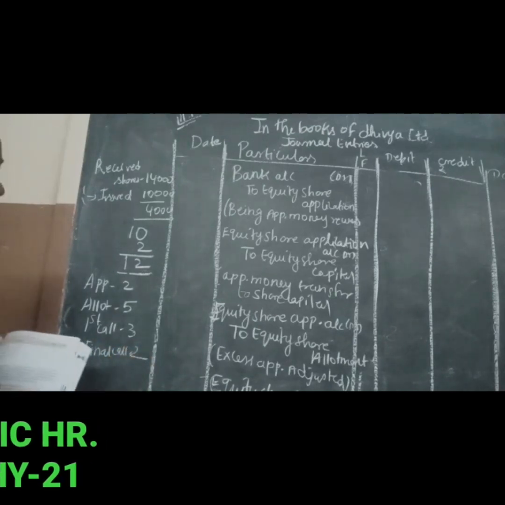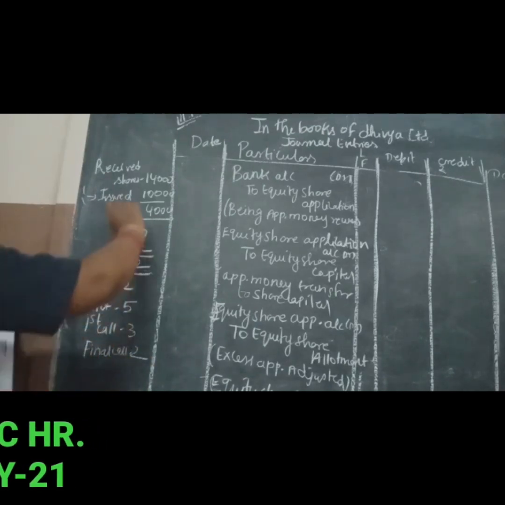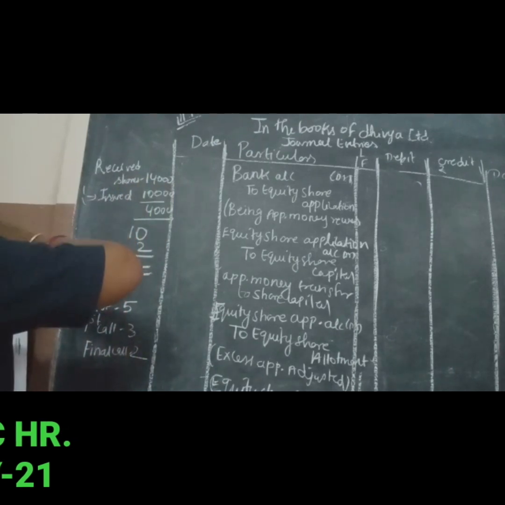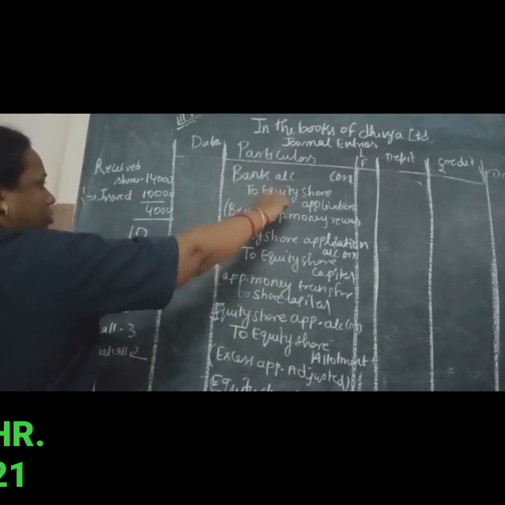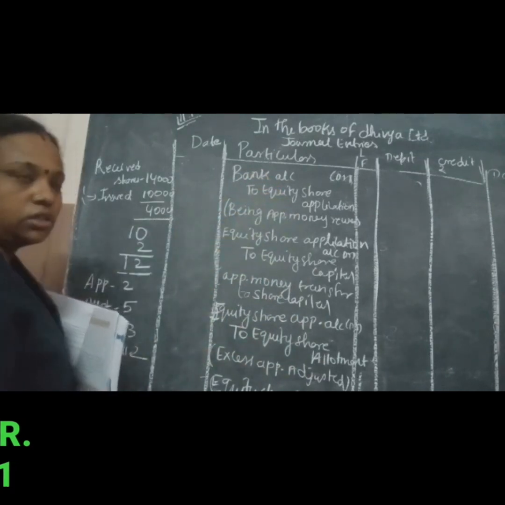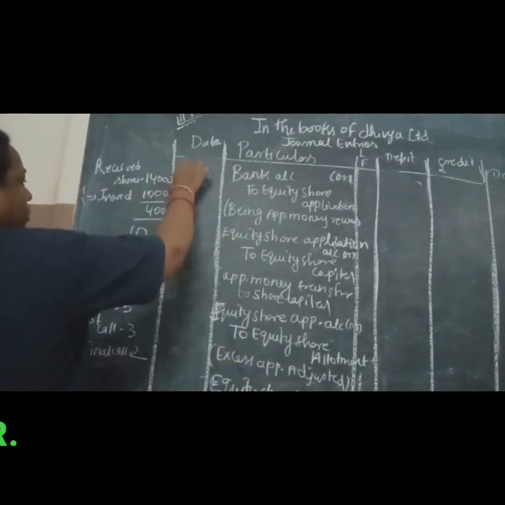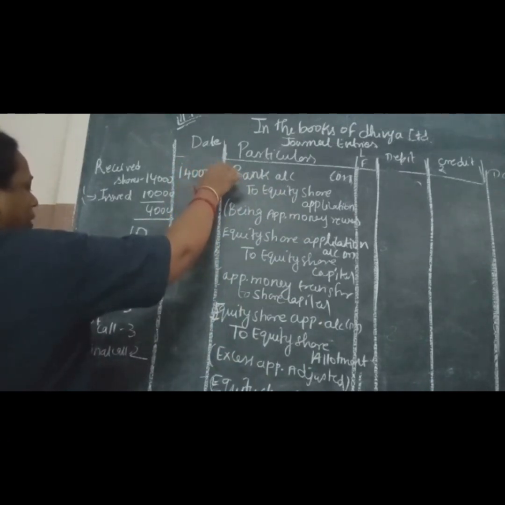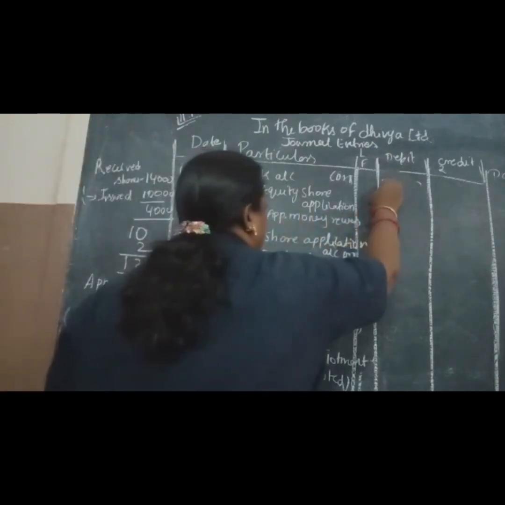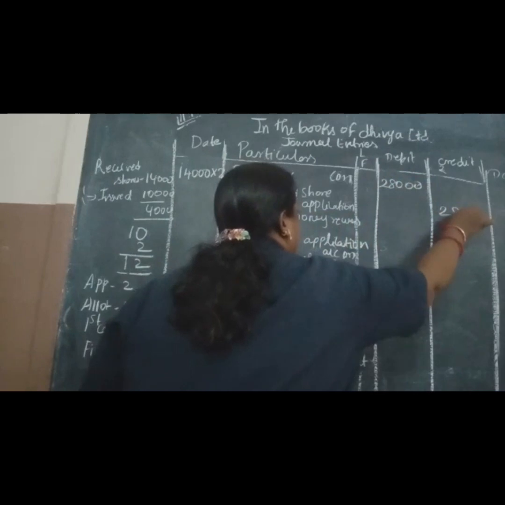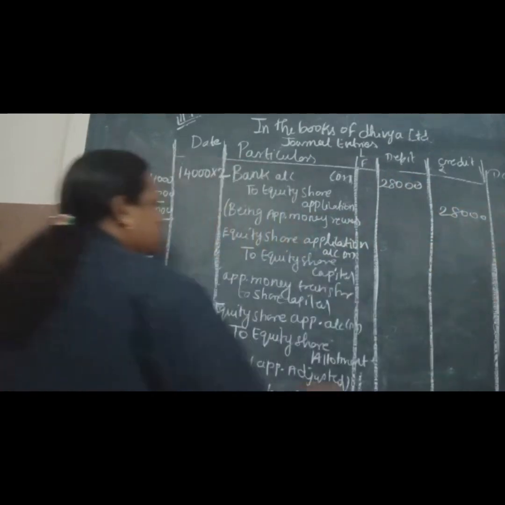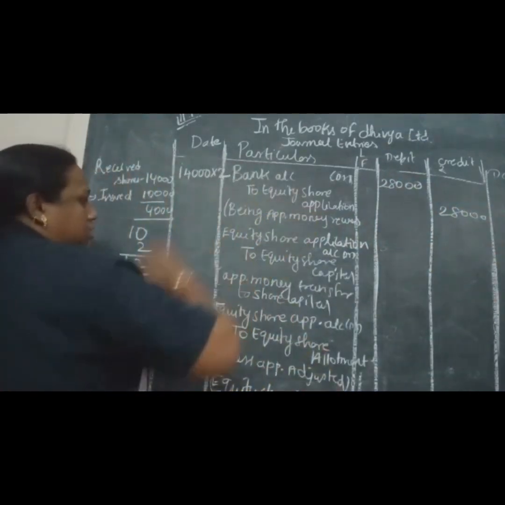First we are going to write the entry for the application money received. Bank account debit to equity share application account. Total shares received 14,000, application money is 2 rupees, 14,000 into 2 rupees, 28,000. Narration: application money is received.